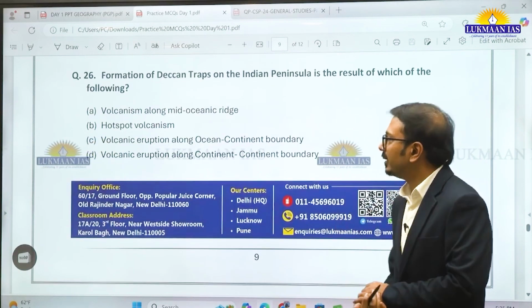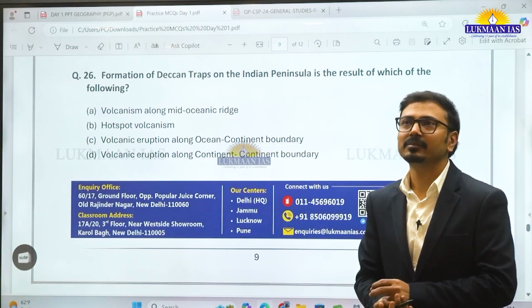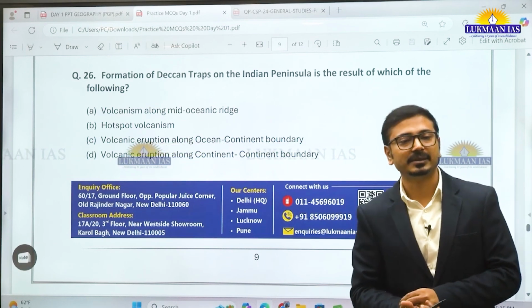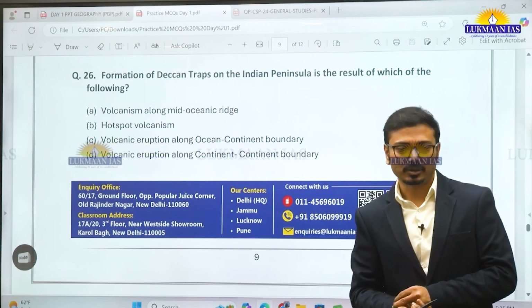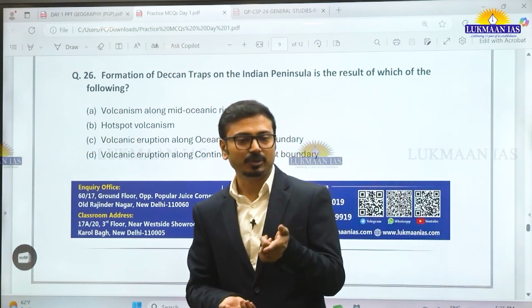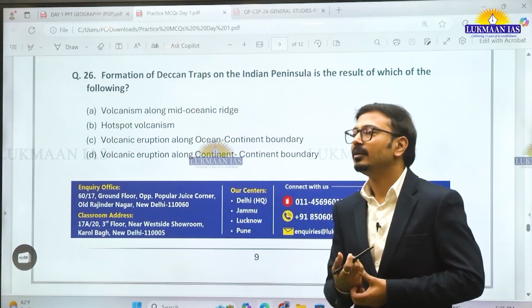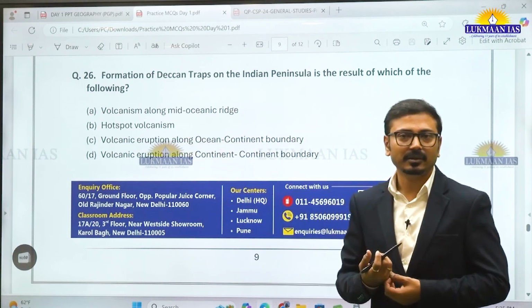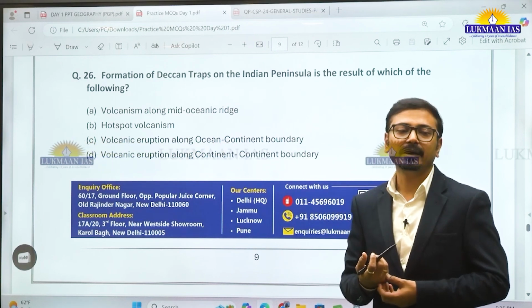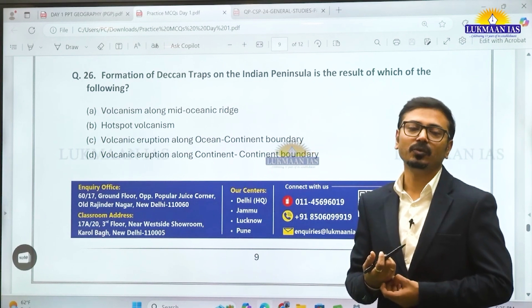हाँ, formation of Deccan traps. Formation of Deccan traps कैसे हुआ है? Yes, it is because of hotspot volcanism, Reunion hotspot. When Indian plate was moving over Reunion hotspot, Reunion island अभी कहां पर है? मादागास्कर के नजदीक में है, ठीक है. So that is Reunion hotspot. वहां पर क्या है? मैंटल प्लूम है नीचे, ठीक है. तो वहां से hotspot volcanism होता है.